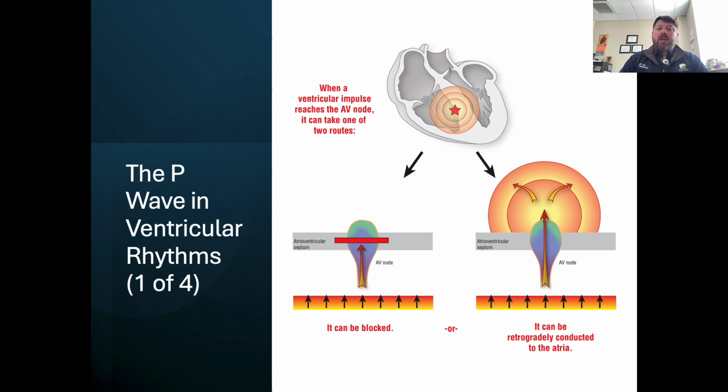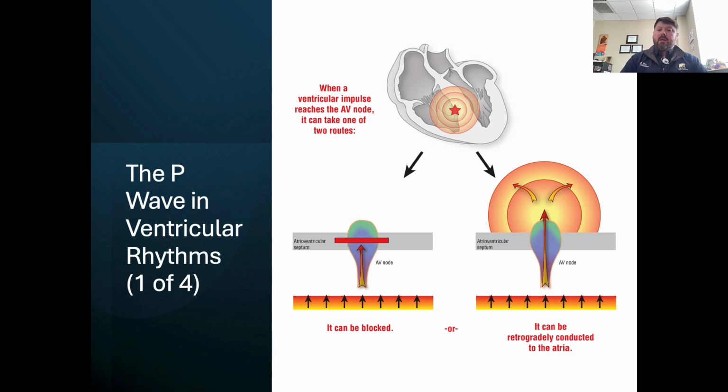The P wave may be blocked at the AV node, in which case it will not appear in front of the ventricular complex. And AV dissociation is very common with ventricular complexes. The P wave can be retrogradely conducted to the atria, and this will actually cause you to see retrograde or inverted P waves in leads 2, 3, and aVF if they're there. And they're not there in a lot of situations.